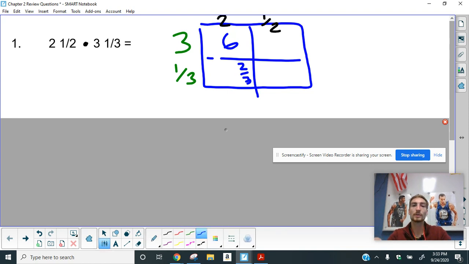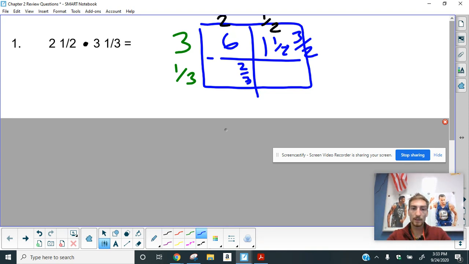And then I'm going to go 3 times 1/2. I do the same thing, multiply across the top. And then I get 3 on top and then 2 on the bottom. Or simply put 1 1/2. But I'll put 3 2/3 here too. Maybe that'll be useful. And then I have 1/2 times 1/3.